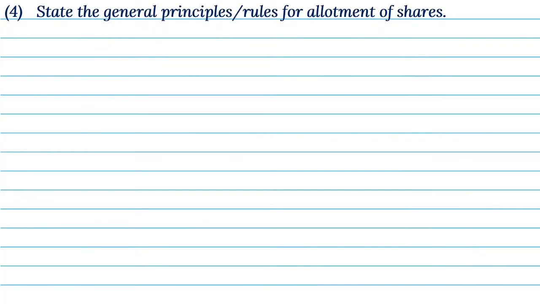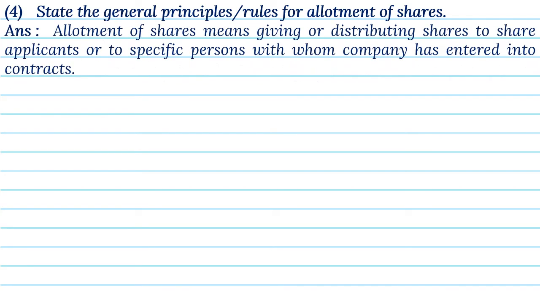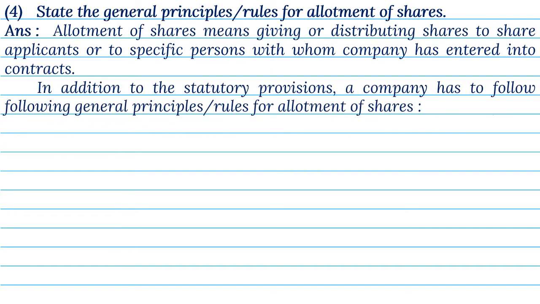4. State the general principles or rules for allotment of shares. Answer. Allotment of shares means giving, or distributing shares, to share applicants, or to specific persons, with whom the company has entered into contracts. In addition to the statutory provisions, a company has to follow the following general principles, or rules, for allotment of shares.